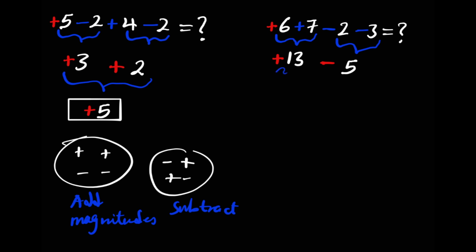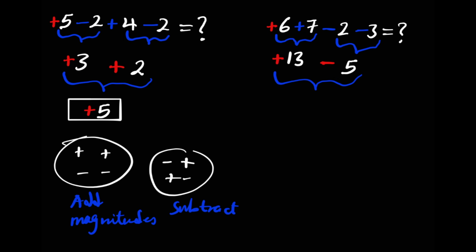Okay, now we have a case where the signs are different. So if the signs are different, we subtract the magnitudes, that is the difference of the magnitudes, and then we use the sign of the bigger number or the greater number. Remember this. If you know these two tips, then addition and subtraction of signed numbers will be very easy for you.